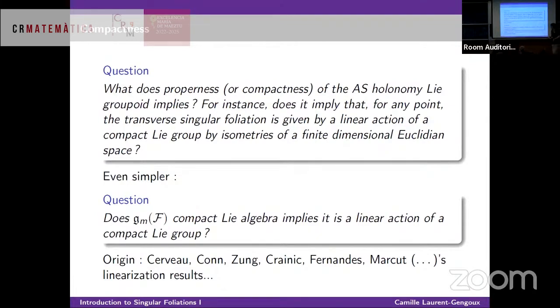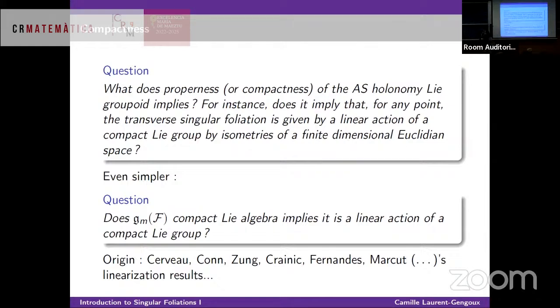Or is it even more elementary than that? Like, if you have a leaf which is reduced to a point, and the isotropy algebra is of compact type, like it is SO(n) or SU(n), is it enough to guarantee that locally, in fact, you just have SO(n) or SU(n) acting on the vector space? I really have no clue. I have no counter-example at least, and so on.